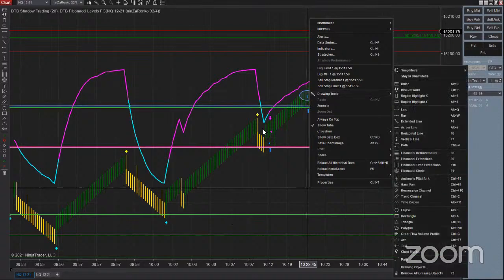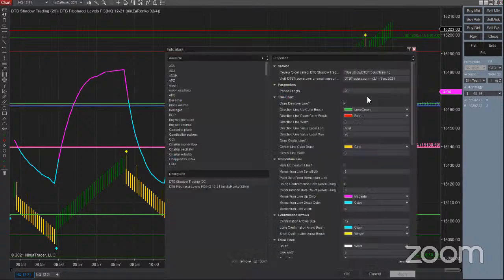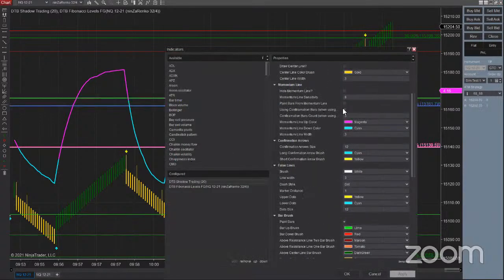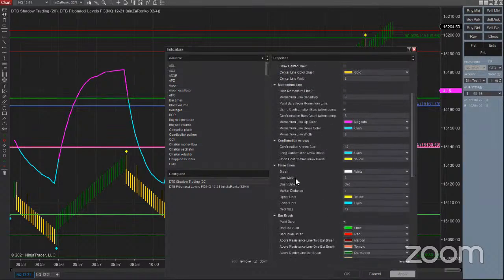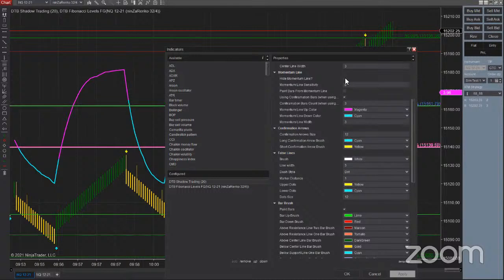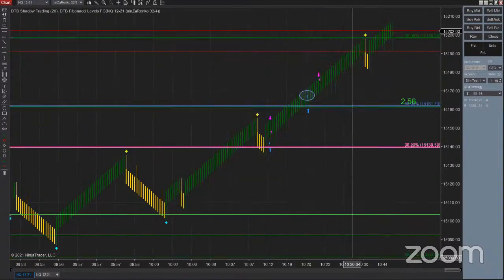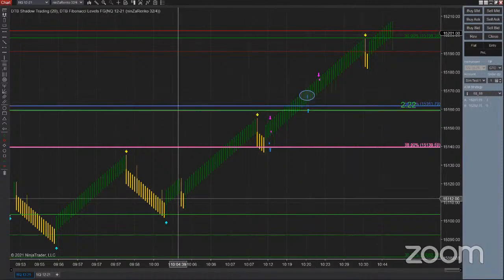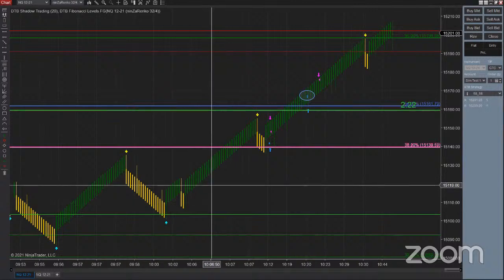Because these bars have got fake or false openings, it just completely throws everything off, including the momentum line of the shadow trading. So that's why I've put the option there to hide that momentum line. It'll just show you basically the values of the buyers and the sellers, who's in control of price.